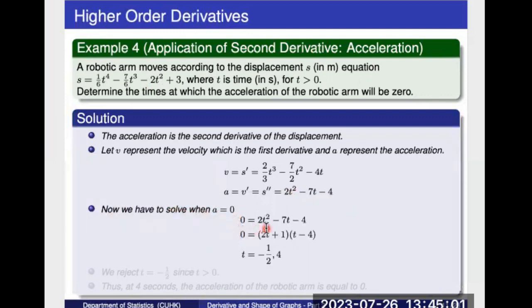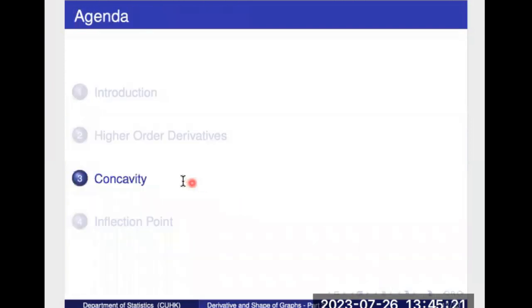We can factor the quadratic equation and get 0 equals 2t plus 1 times t minus 4. The solution is t equals negative 1/2 or t equals 4. We reject t equals negative 1/2 since t has to be positive. Thus, at 4 seconds, the acceleration of the robotic arm is equal to 0. That concludes our overview of higher-order derivatives. Let me know if you have any other questions.